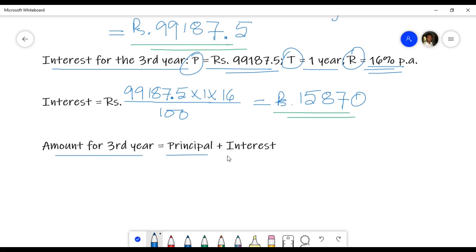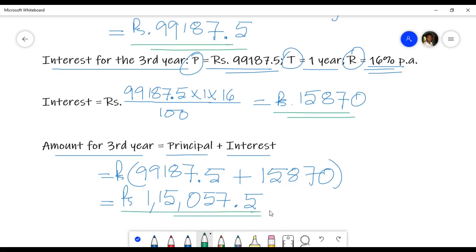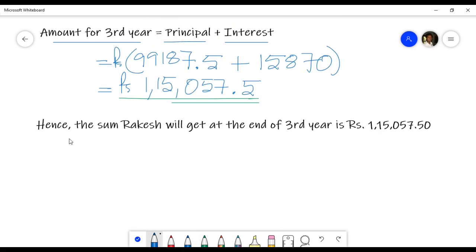Next, we have to find the amount for the third year using the formula principal plus interest. We'll just replace the values. Alright, principal is 99,187.5 plus interest is 15,870. When we add these two values, we get the amount for the third year as rupees 1,15,057 and 50 paise. This is the amount for the third year, 1,15,057 rupees and 50 paise.